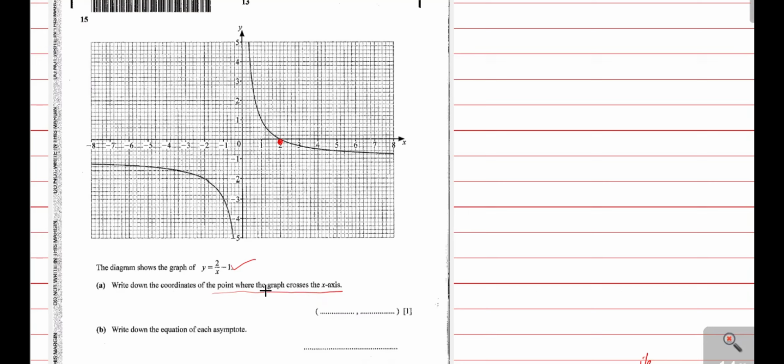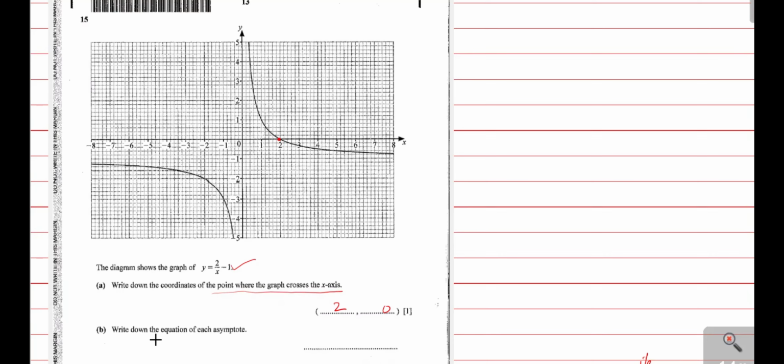Question 15, the diagram shows the graph. Write down the coordinates of the point where the graph crosses the x-axis. Look here, this is the graph, and this graph intersects the x-axis at this position. At this position, the coordinates of this intersecting point is 2, 0. Look here, this is 2, 0.